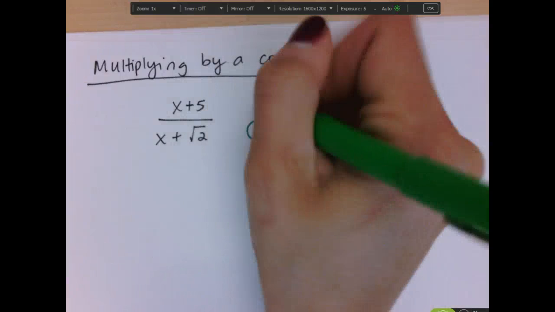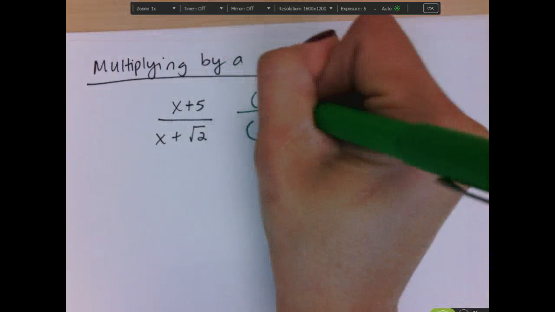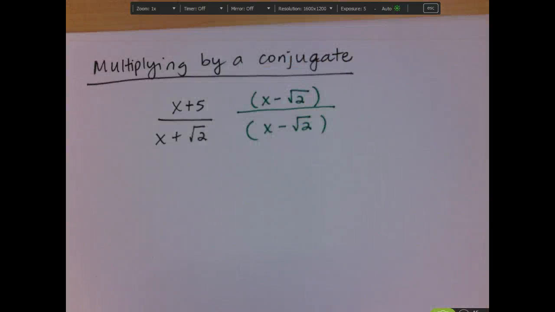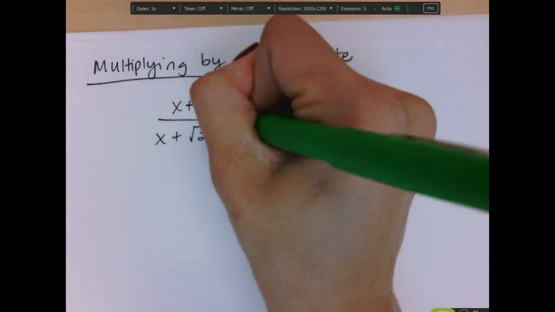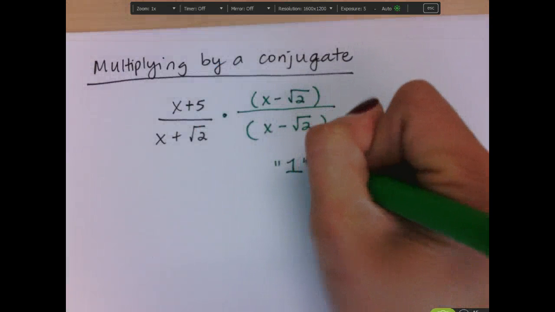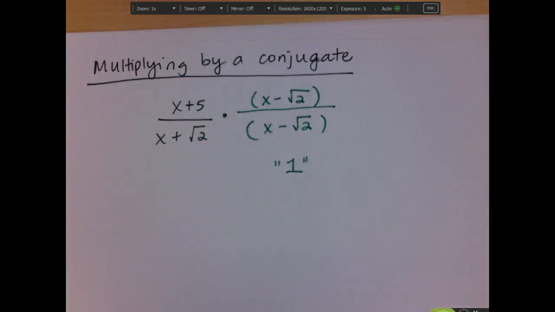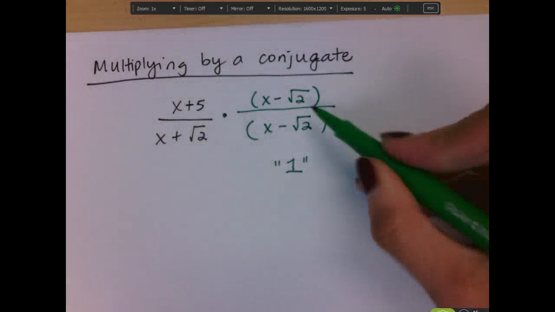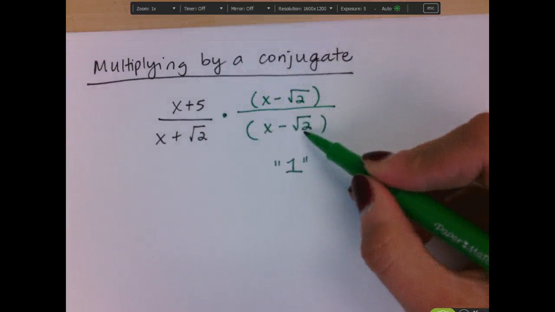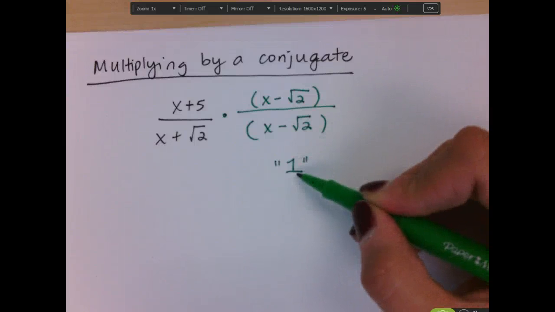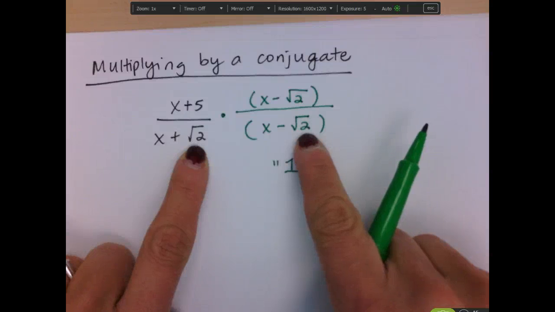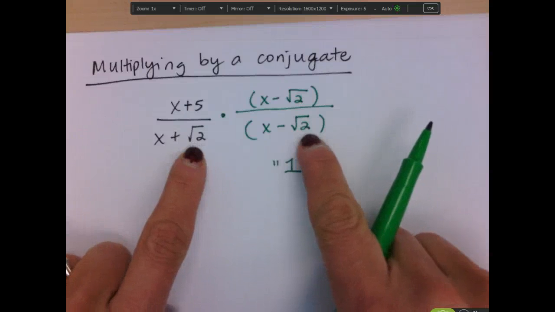Whatever I do to one part of a fraction, in other words, whatever I do to the bottom of a fraction, I also have to do to the top of the fraction in order to not change its value. So this is also like multiplying by some sort of fancy 1. This expression, x minus the square root of 2 over x minus the square root of 2, is equivalent to 1, but what it will do for us is it will remove the square root from the denominator of the fraction, or rationalize that denominator.